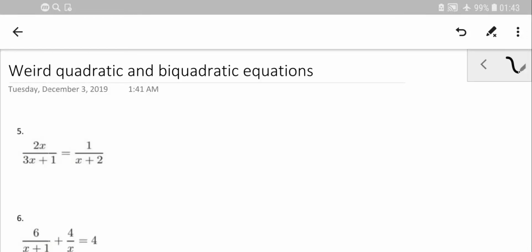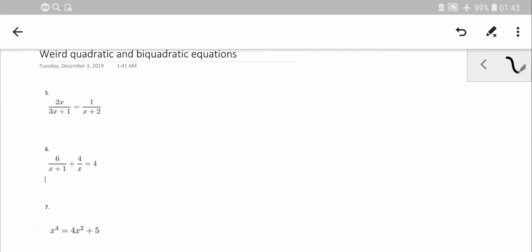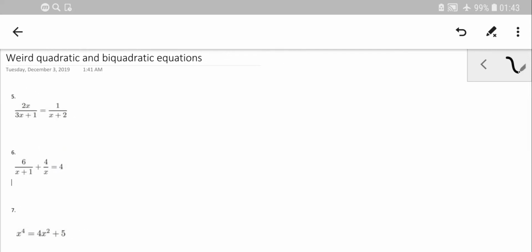Hey guys, we still keep doing quadratic equations, and here there's a weird topic. It's weird because, have a look at the examples we have right now. We have definitely a bit weird quadratic and biquadratic equations. For example, have a look at number 5, it looks fractional, number 6 is also fractional, and number 7 is, wow, power 4. All right, here it's time to struggle with these sort of questions.